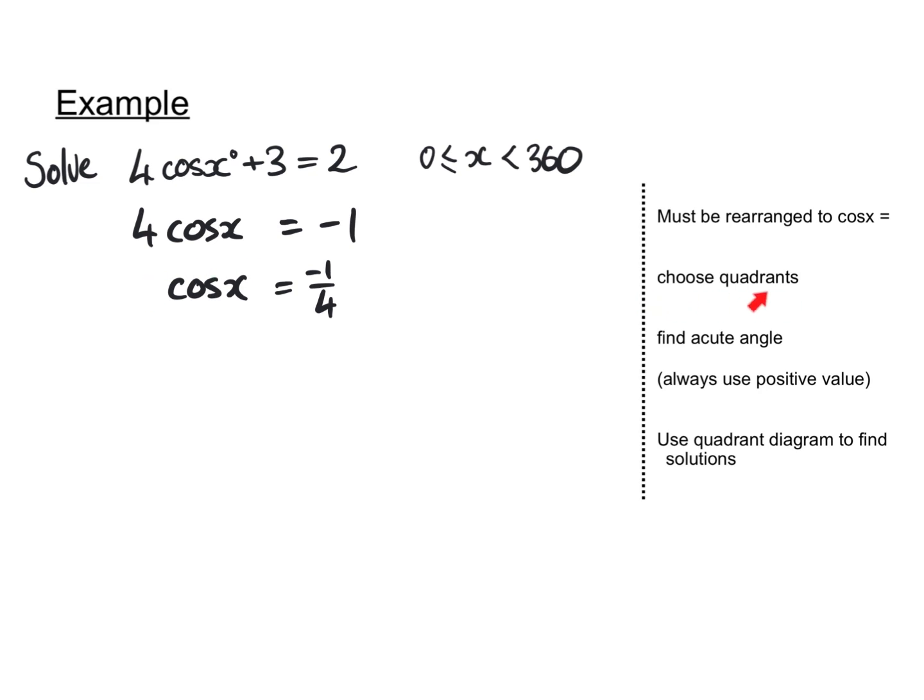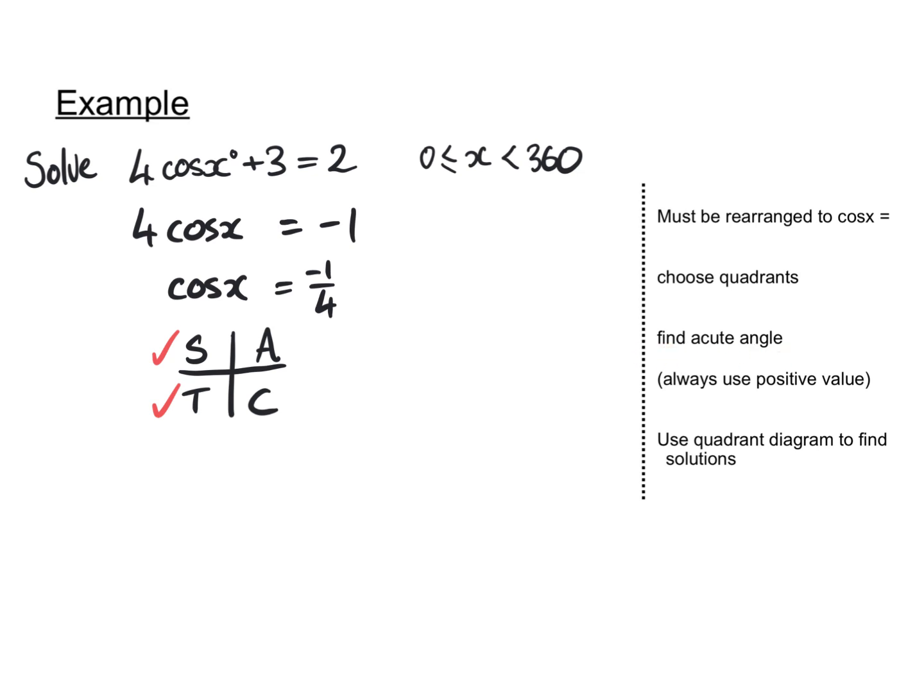The next step is to choose the quadrants. So if I choose the quadrants, I need to draw my CAST diagram out. So All Students Take Care. Now in this case, cos of x is equal to a negative fraction rather than a positive fraction. So we know that cos of x is positive here and here, so it must therefore be negative here and here. So we're going to tick the opposite 2 quadrants than what we would tick if it was cos x equals a positive fraction.